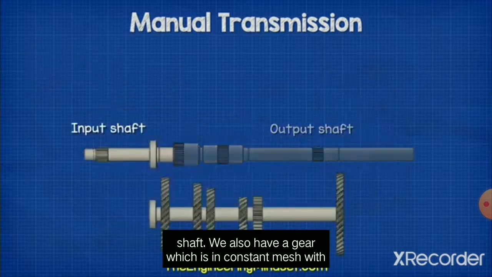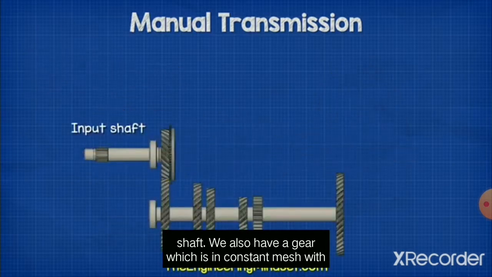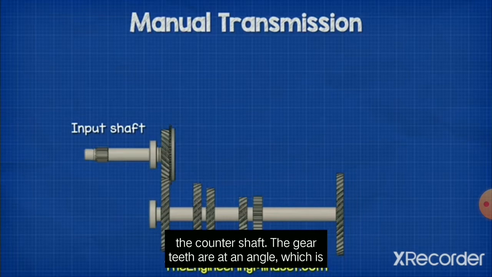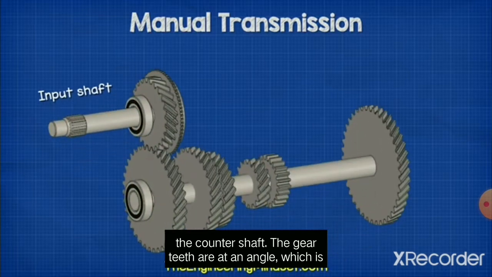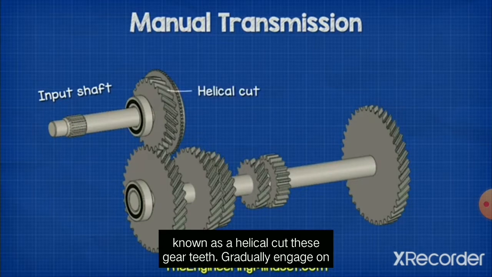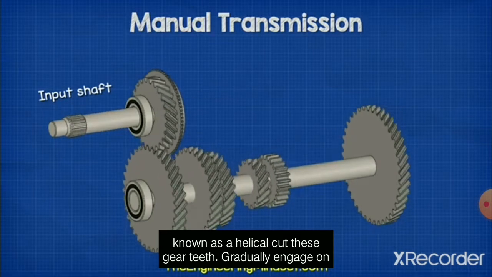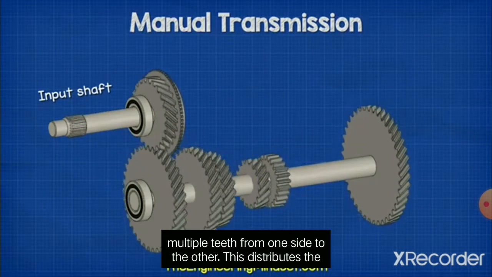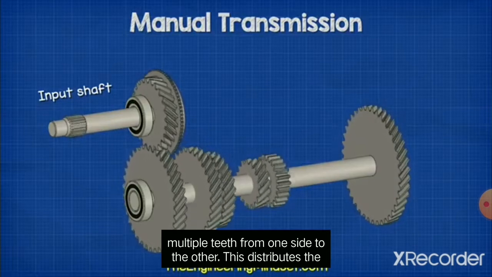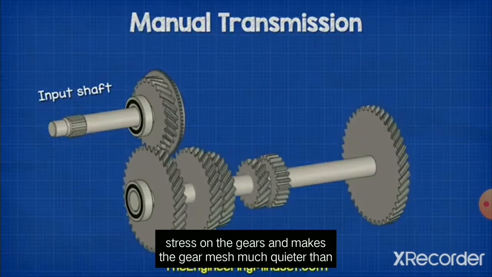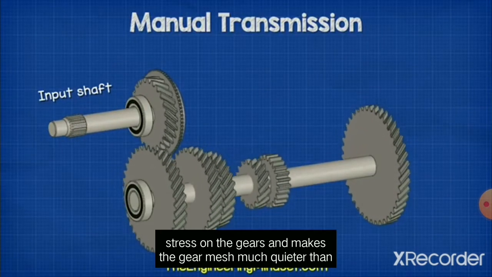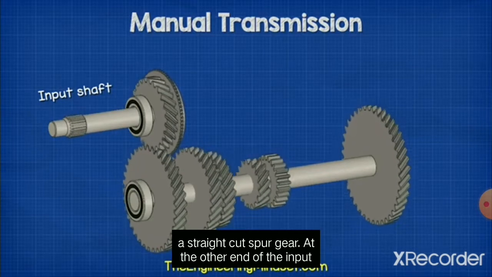On the input shaft, we also have a gear which is in constant mesh with the counter shaft. The gear teeth are at an angle, which is known as a helical cut. These gear teeth gradually engage on multiple teeth, from one side to the other. This distributes the stress on the gears and makes the gear mesh much quieter than a straight cut spur gear.